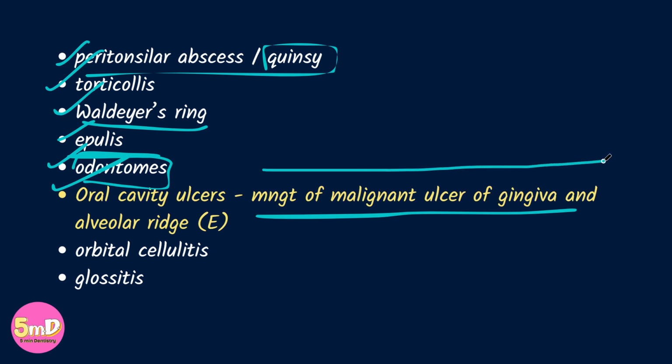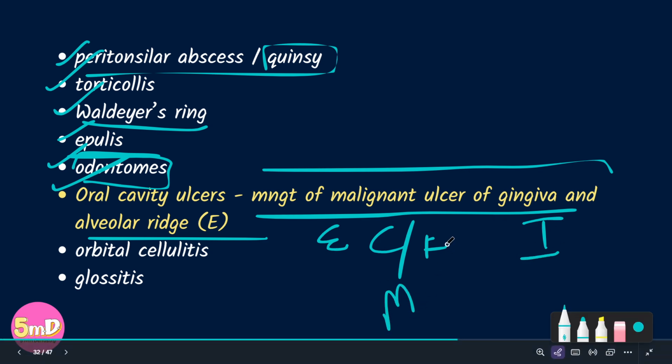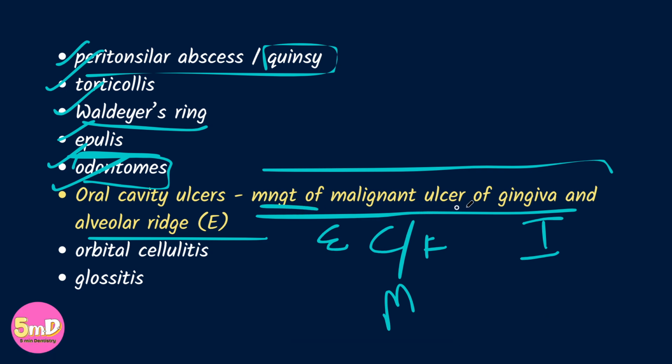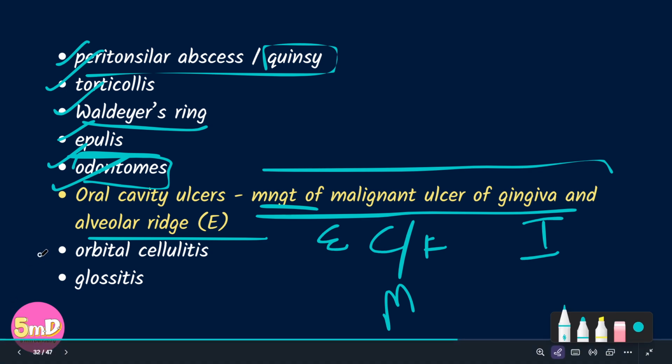How will you manage a malignant ulcer of the gingiva and alveolar ridge? As I said, whenever malignancy is dealt with, the etiology will be the same, the clinical features will almost be the same, and the investigations will be the same, but management alone differs for each site. So here they are clearly asking about management of malignant ulcer of gingiva and alveolar ridge.